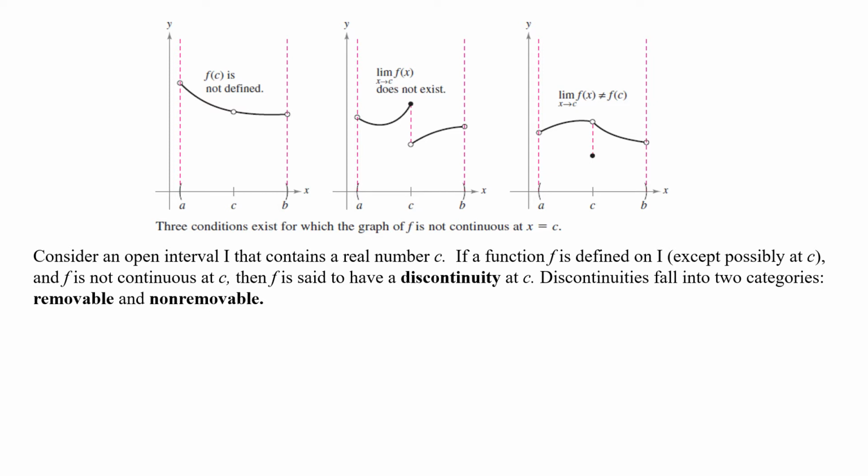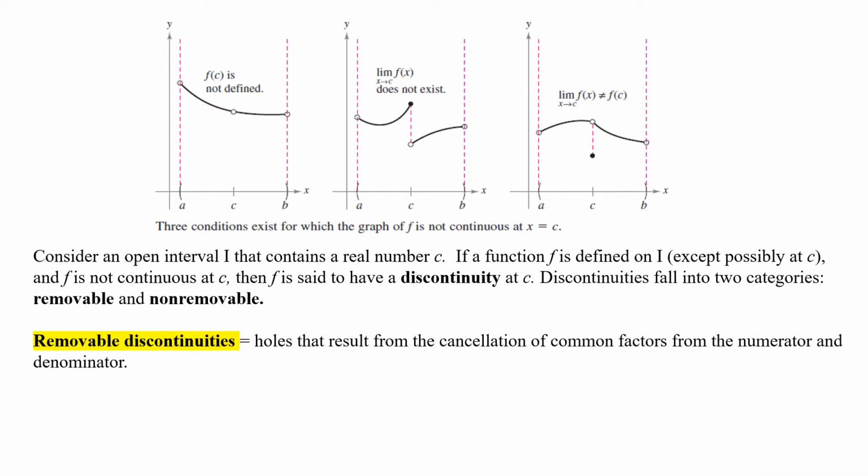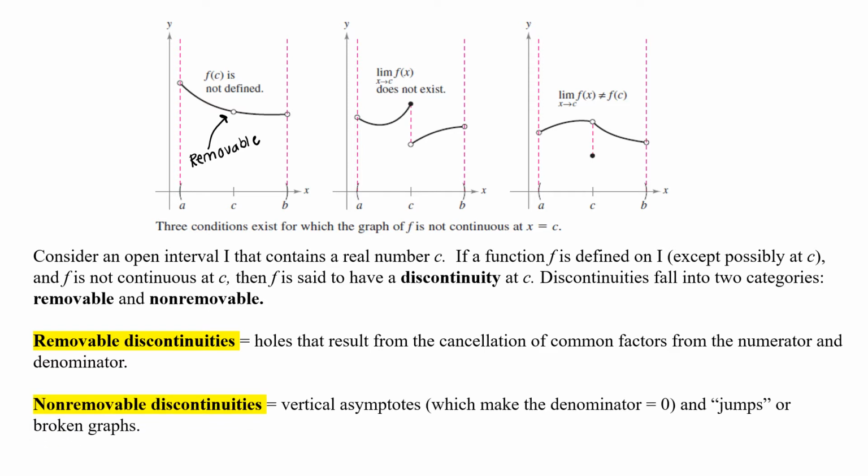Discontinuities fall into two categories, removable and non-removable. Removable discontinuities are holes that result from the cancellation of common factors from the numerator and the denominator. This hole is a removable discontinuity. Non-removable discontinuities are vertical asymptotes, which make the denominator equal to 0, and jumps or broken graphs. This jump is a non-removable discontinuity.